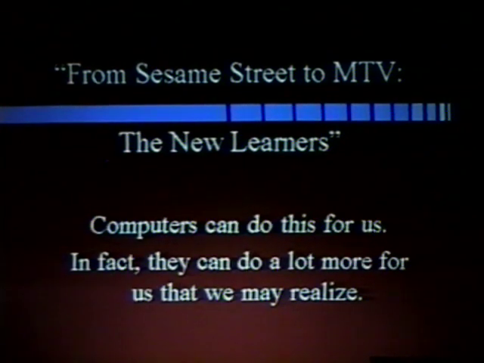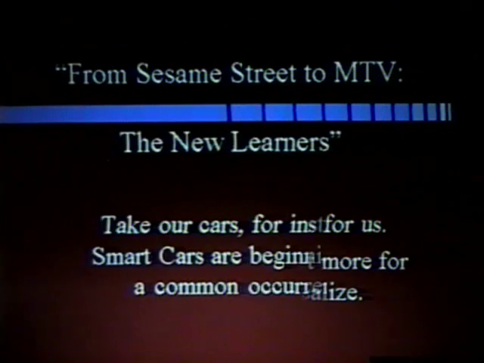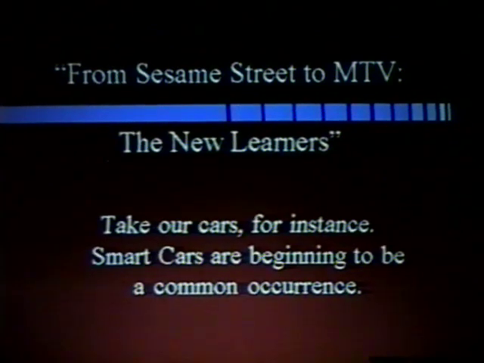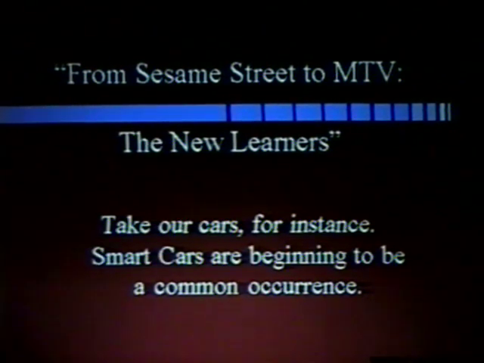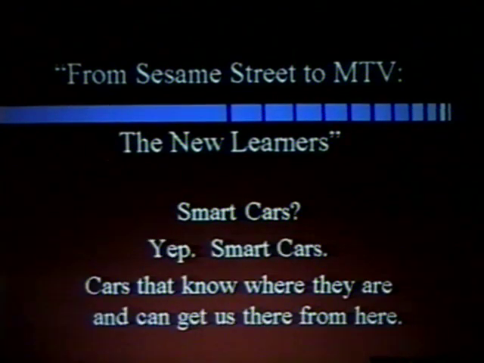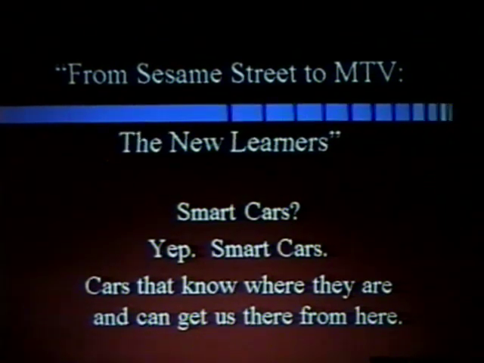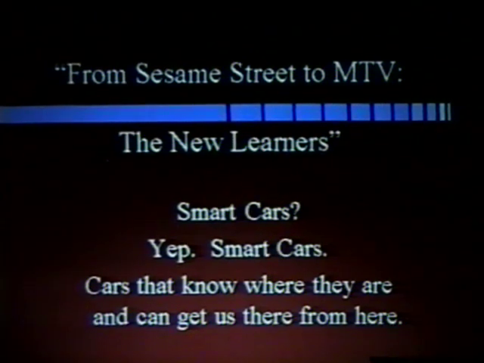Computers can do this for us. In fact, they can do a lot more for us than we realize right now. Take our cars, for example. Smart cars are beginning to be a common occurrence. How many people have seen smart cars? The ones that have the global positioning system that can tell you exactly where you are on the planet at any given time. Yep, they're smart cars. They can know exactly where they are, and they can tell you how to get there. In fact, they can use a speech system to talk to you and tell you exactly where to go, much like my mother-in-law does when she's in the back seat.